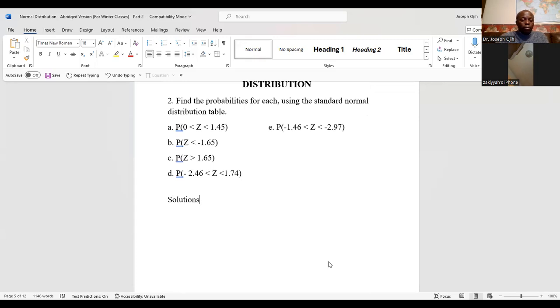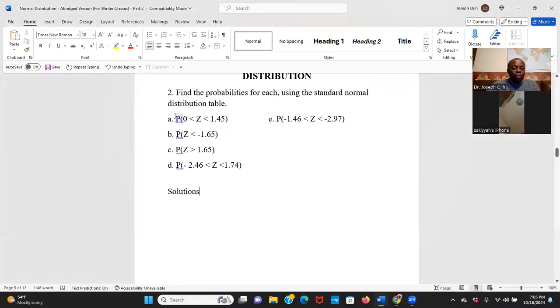Okay. You say find the area under this one. You have P. You say find the probability, right? So I have P of 0 less than Z less than 1.45. That means it's asking to find the probability between Z 0 and Z 1.45.